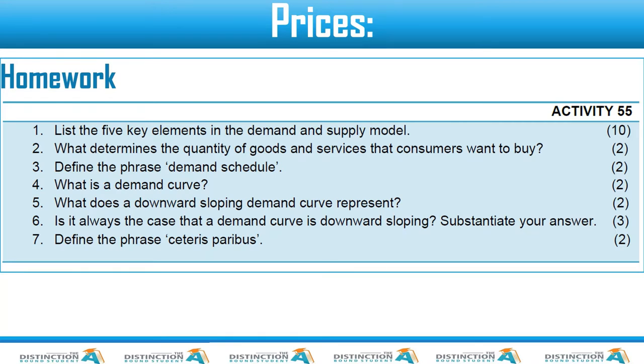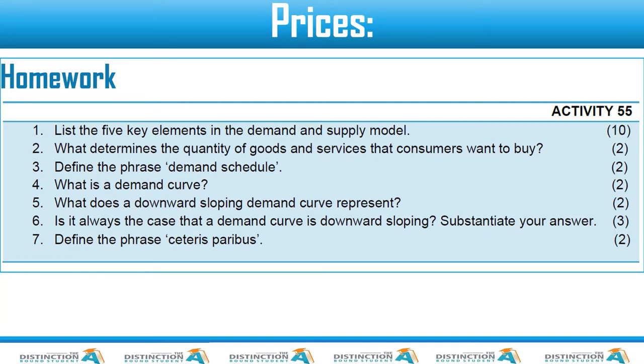The first question was, list the five key elements in the demand and supply model. Well, the first one will be the demand curve. The second one will be the supply curve. And then we have the set of factors that cause demand to shift, and also the set of factors that cause supply to shift. The next one will be market equilibrium, which includes the equilibrium price and the equilibrium quantity. Then the last one will be the way the market equilibrium changes due to the shifts.